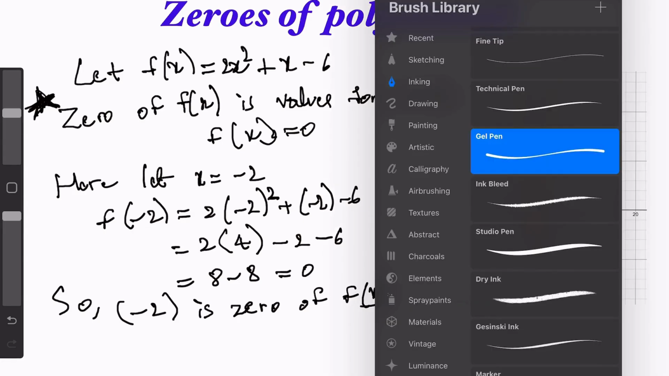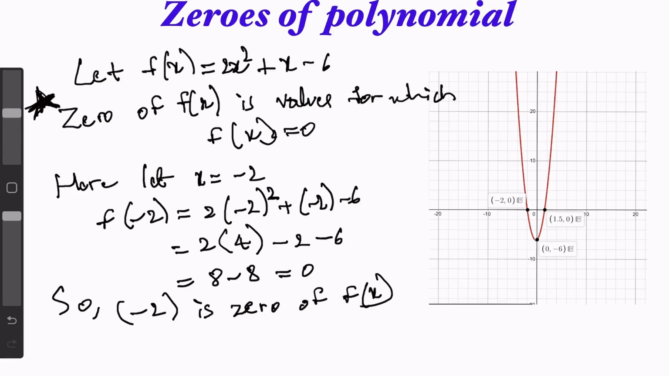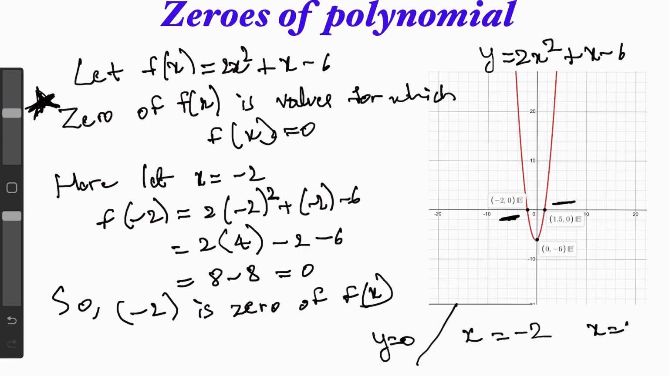In a graph, what does it mean? So this is the graph of 2x square plus x minus 6. Zeros are nothing but the points where the graph touches the x-axis, like the points where y equals 0 are the zeros of f of x. So here there are two zeros for this: minus 2 comma 0 and 1.5 comma 0. And this is the graphical meaning of a zero for a polynomial.